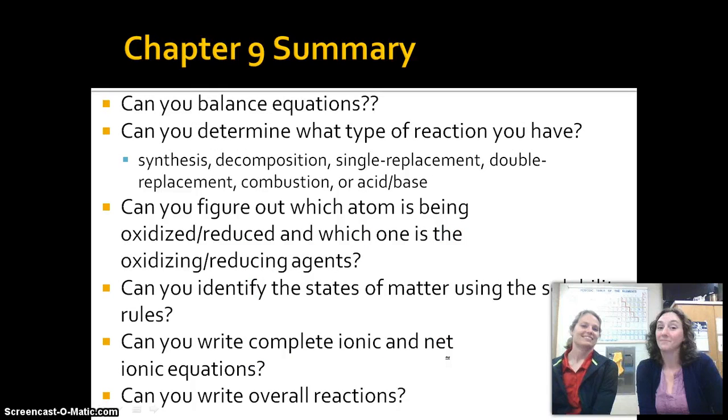Recap. Can you balance equations? Okay, that's section 1. Can you determine what type of reaction you have? That's section 2. You have synthesis, decomposition, single replacement, double replacement, combustion, acid base. Can you figure out which atom is being oxidized and reduced? And can you figure out which ones are the agents? So oxidizing or reducing agents. That's that section. Fourth one, can you identify the states of matter using the solubility rules? Number 5, can you write complete ionic and net ionic equations? And the last one, can you write overall reactions? This is a big chapter. Make sure you can do all these things. Good luck!